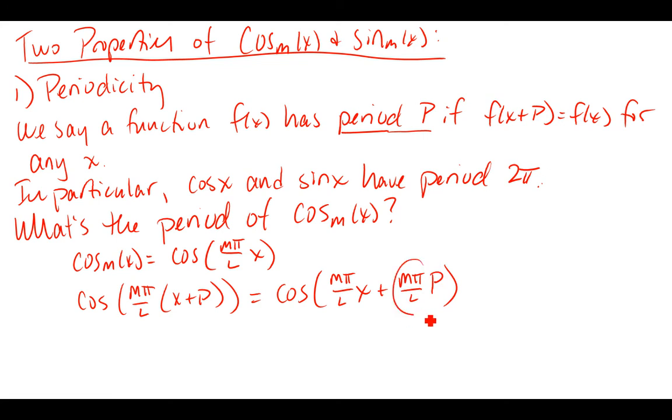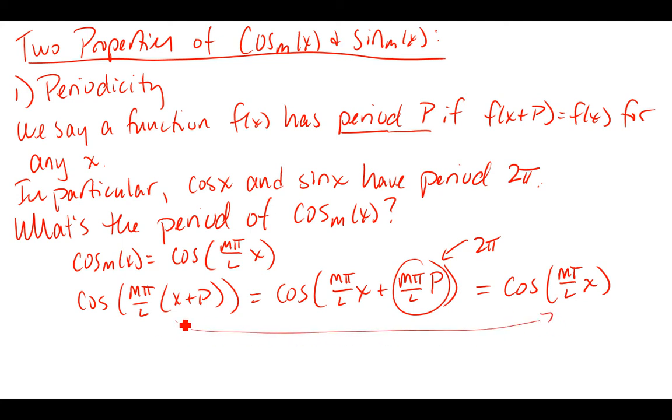So this has to be equal to 2 pi, because I know it's going to repeat every 2 pi, right? If that's equal to 2 pi, then this will just be cosine of m pi x over L. If I connect the dots from end to end, I'm saying that when you add p to what you're plugging in, you get the same thing, as long as what I just circled is 2 pi.